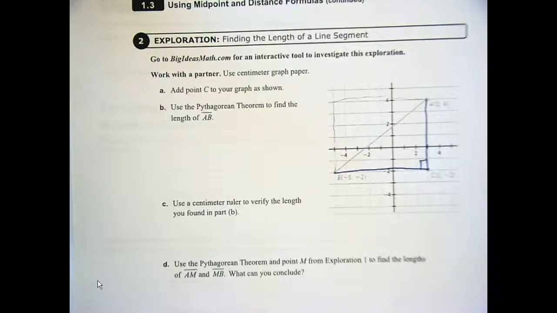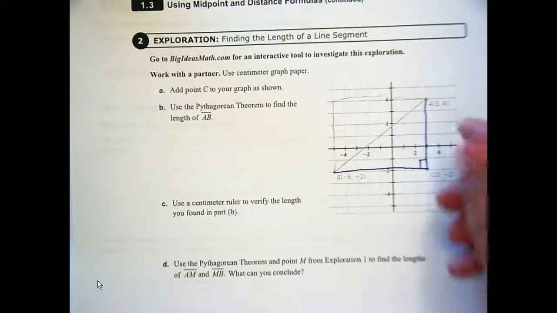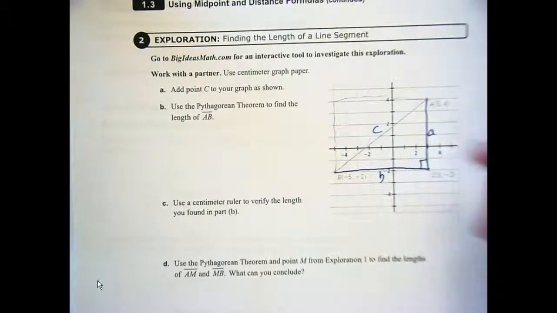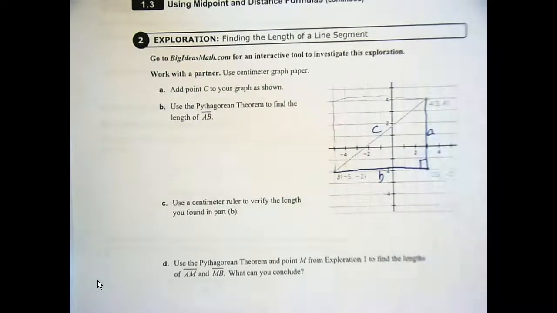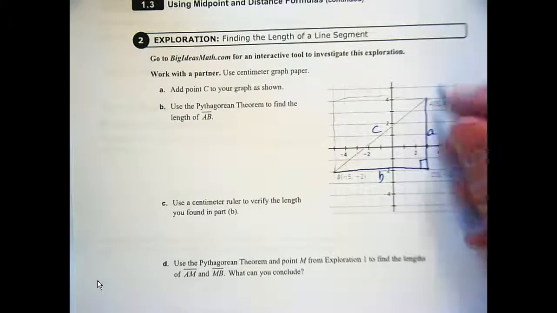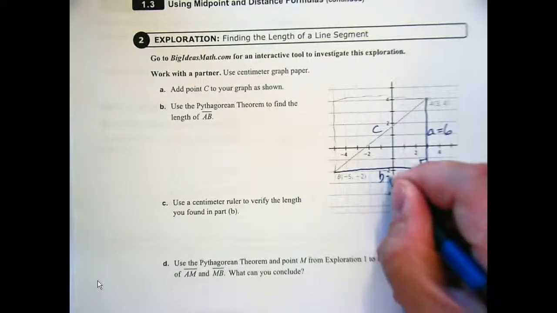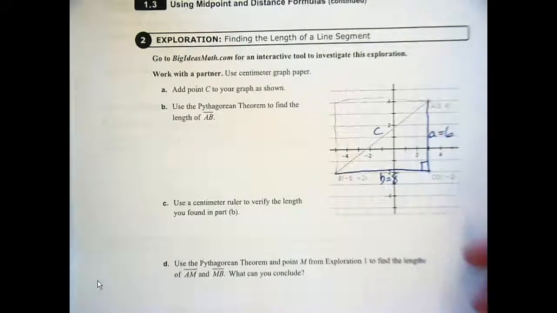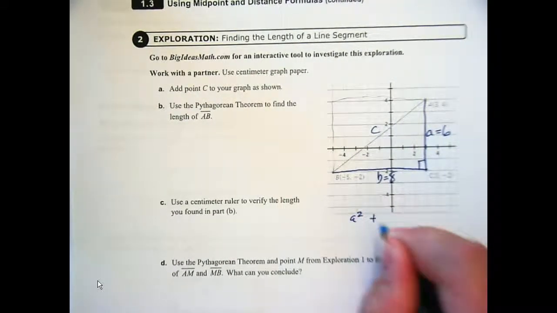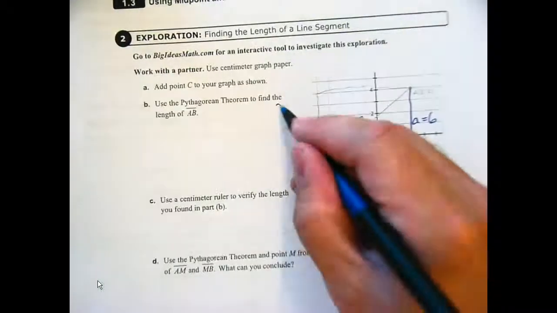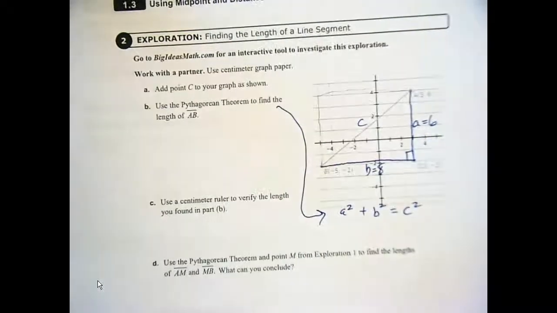Good. A squared plus B squared equals C squared. So here's A, here's B, here's C. Does it matter which one's A and B? Nope. So what's this length again? 6. What's this length? 8. Okay, so if I take A squared and add it to B squared, I should get C squared. That is the Pythagorean theorem. So I'm kind of doing that right there.